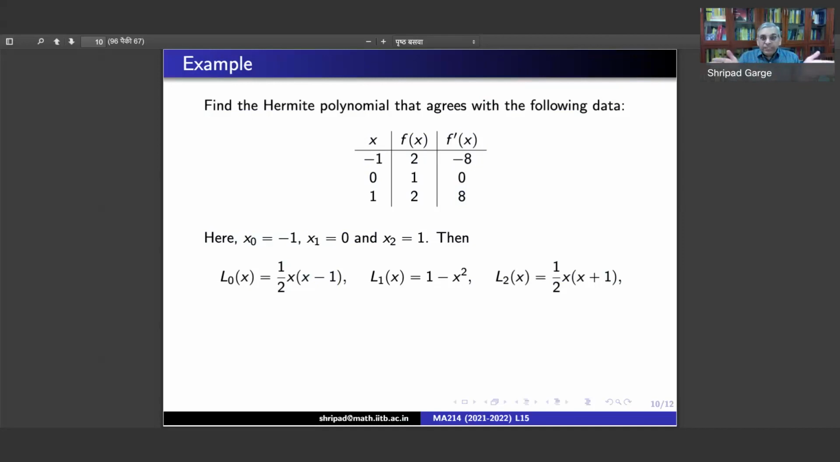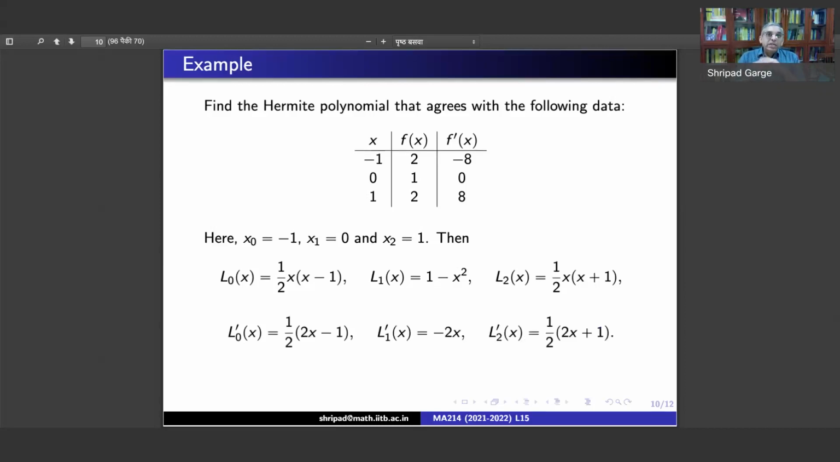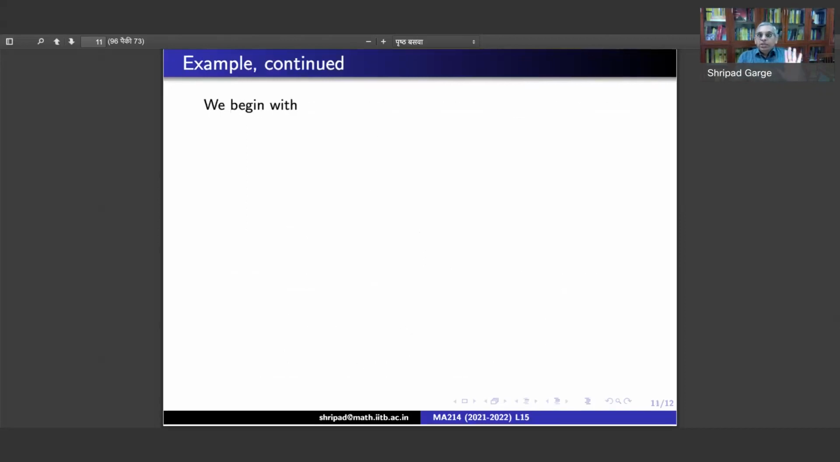Once you have computed these, we are also going to need their derivatives. So let's write down the derivatives. These are the derivatives. This raw data is now computed. We have to now go and compute H0, H1, H2, H0 hat, H1 hat, and H2 hat. These are the 6 polynomials that we need to compute. So we begin with H0. Remember the formula is 1 minus 2 times x minus x_i times L_i prime at x_i, the whole thing multiplied by L_i squared. So this is what we have.